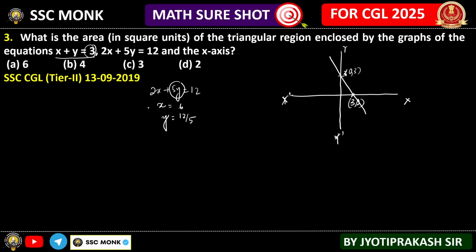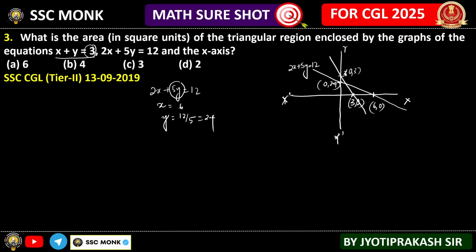Sorted? Or I can write 12 by 5 is equal to 2.4. Clear? So let's say 2.4 means it will be lower than this. So let's say this is another line, that is 2x plus 5y is equal to 12. And this point is 0, 2.4, and this point is 6, 0. Clear? Now what is happening?